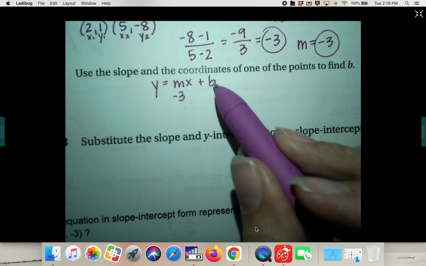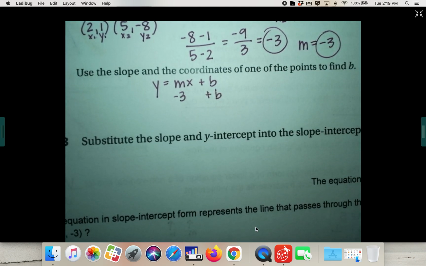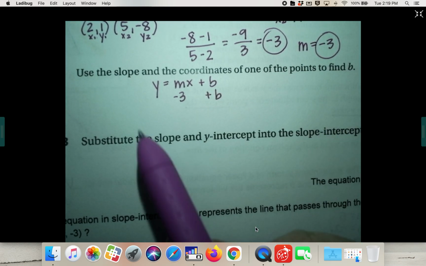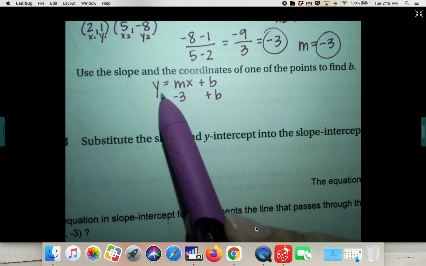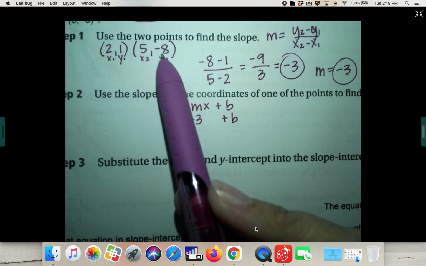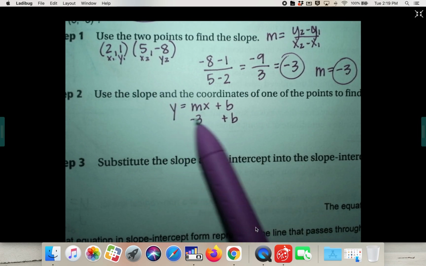I don't know my b, so I'm going to leave it plus b because I have no idea what b is. That's what we're trying to find. But I do know an x and a y coordinate. I actually know two x and two y coordinates. They're both right here. It does not matter which one you use, but you have to be consistent.